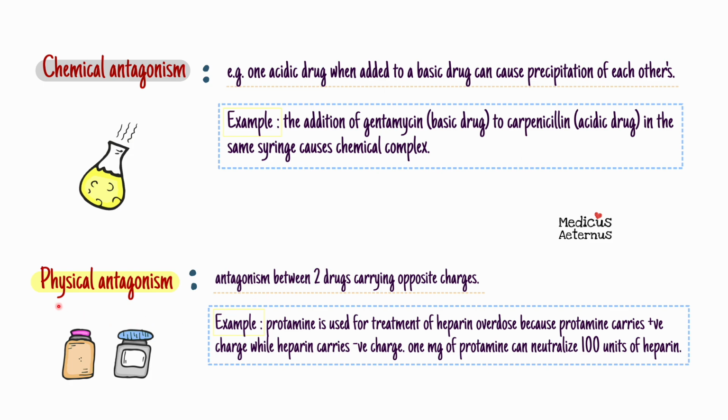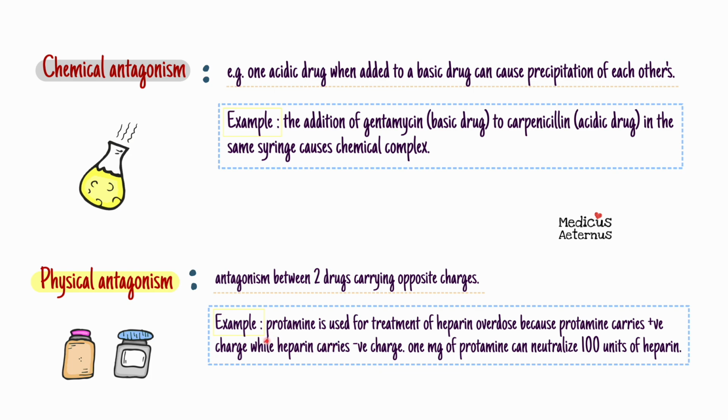Second example is physical antagonism. Here you have the heparin example. What does it mean that these 2 drugs are antagonizing each other physically? It means that they have 2 different charges, positive and negative. And as you already know from your high school education, when you add a positive particle with a negative particle, they will neutralize each other, and the effect will not be matched.